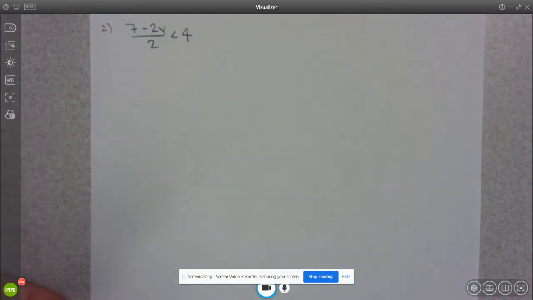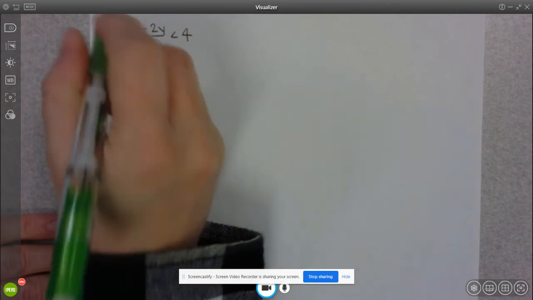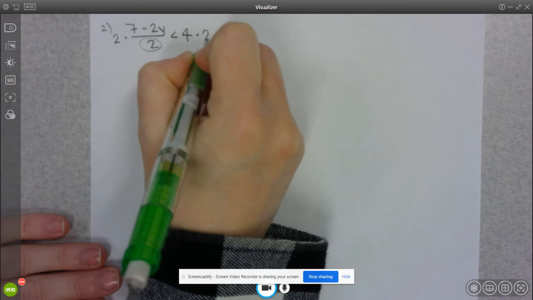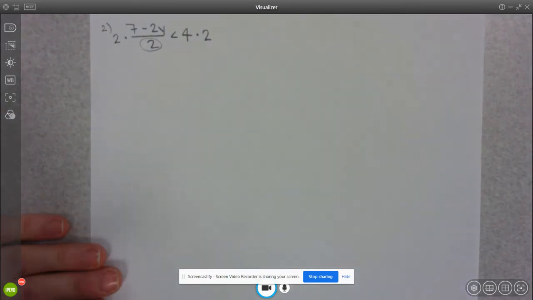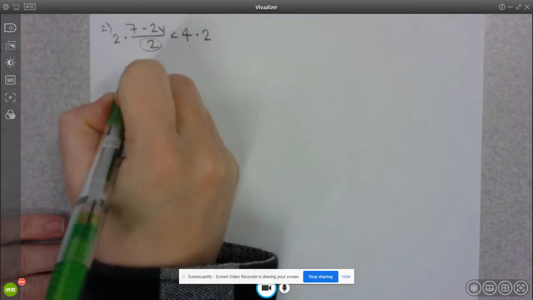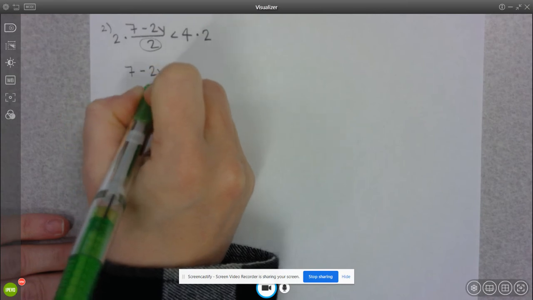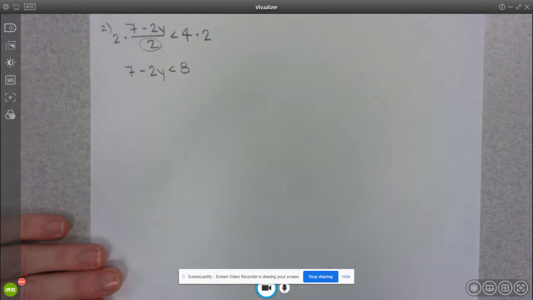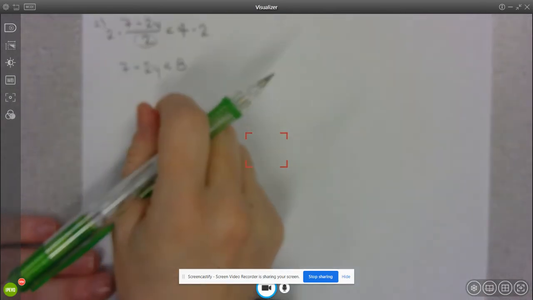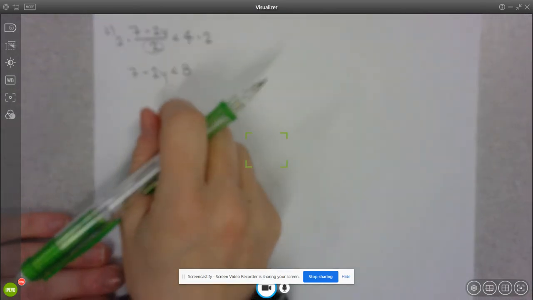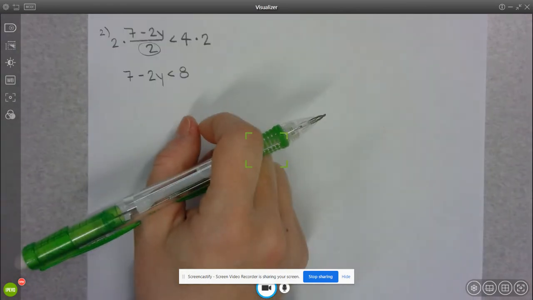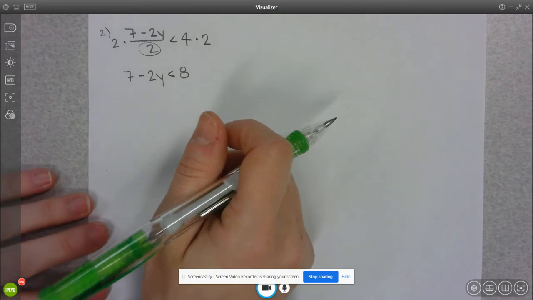So I'm going to start this off the exact same way both times by getting rid of my denominator of 2. So this would leave me with 7 minus 2y being less than 8. I'm going to focus this just a little bit better. There we go. Okay.